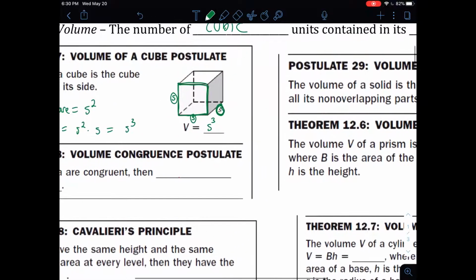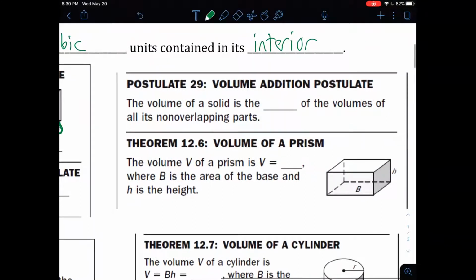I guess we'll get into these right here. The volume addition postulate is very similar to the area addition postulate. The volume of a solid is the sum of the volumes of its non-overlapping parts. That was like from 11.3 or 4, where you found the area of this rectangle and this rectangle separately and then added them together.